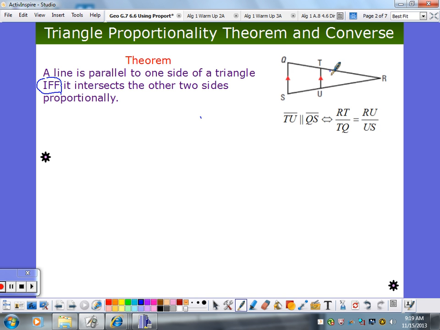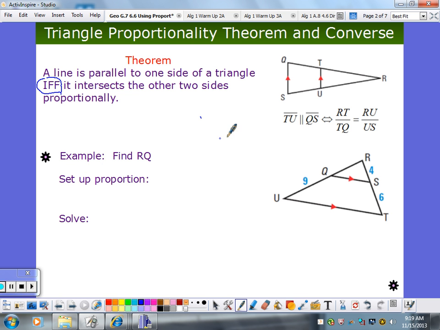So let's see here. TU parallel to QS says RT is to TQ as RU is to US. And if it's true that RT to TQ equals RU to US, then you may conclude that the lines are parallel. Here's just a simple example to illustrate it. So I want to find RQ. There's my X. I am given that I have parallel lines here. So that means that this theorem is now in effect.